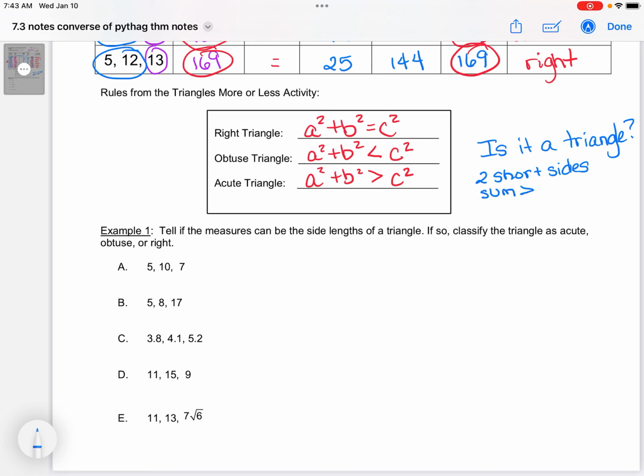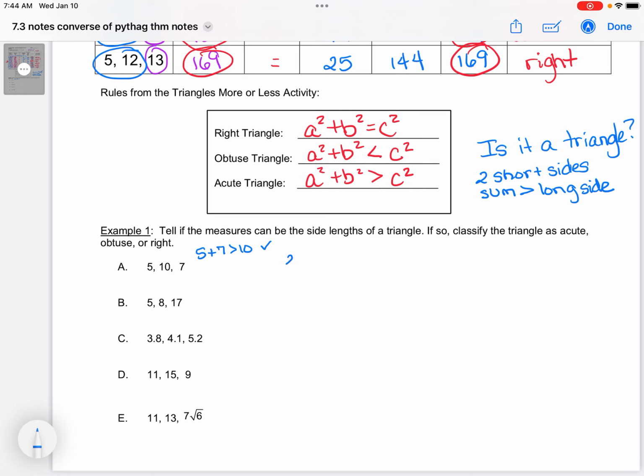Sum is greater than the long side. So 5 plus 7 is greater than 10. So it's a triangle. What kind of triangle?